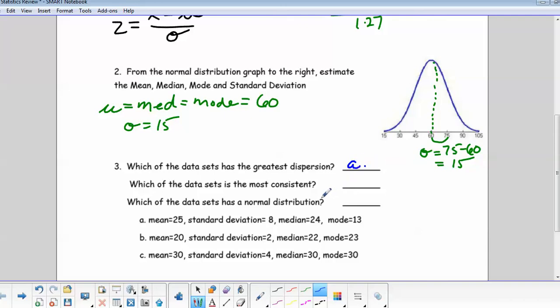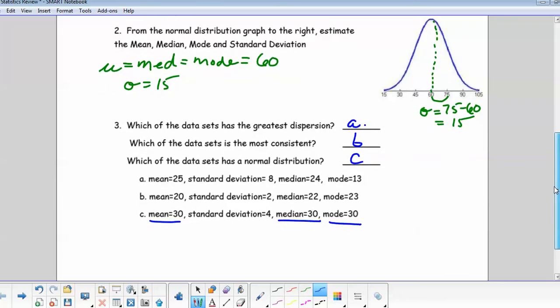Which of the data sets is the most consistent? That would be with the smallest standard deviation. Looking at my choices, that would be choice B. And which of the data sets has a normal distribution? You can tell which one has a normal distribution because the mean would be equal to the median. So there's your mean, and there's your median, and look also your mode. So that would be C. Okay, next page.